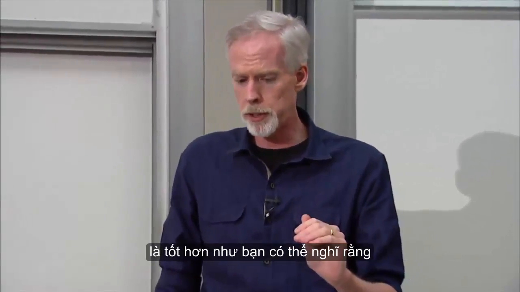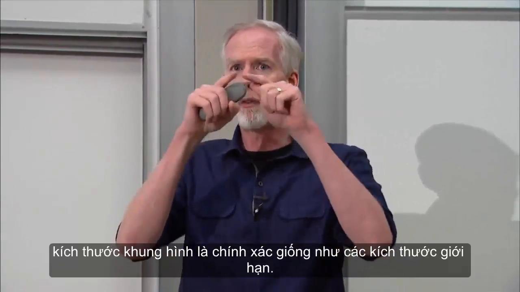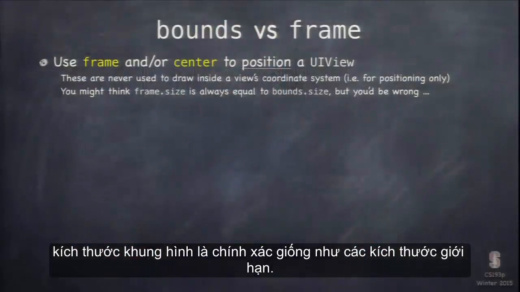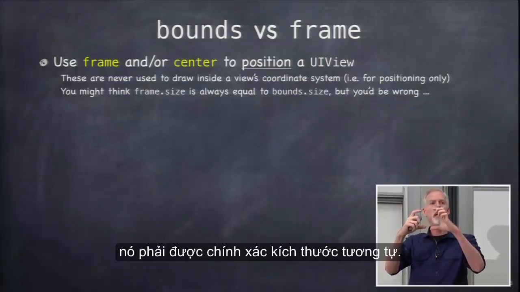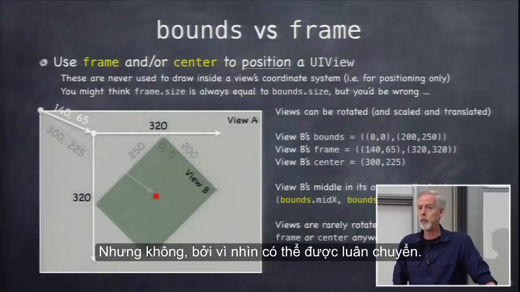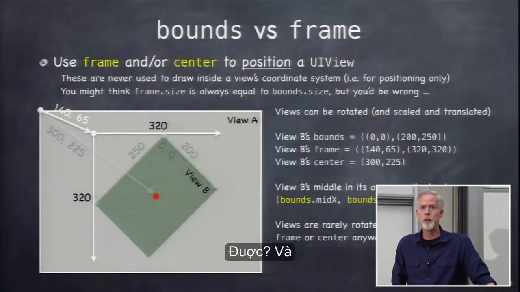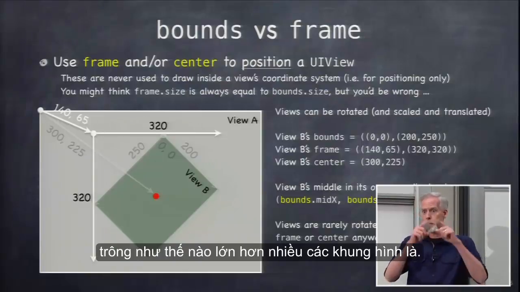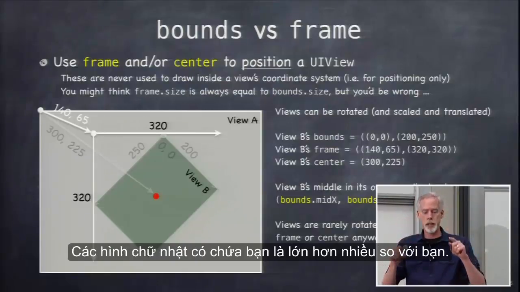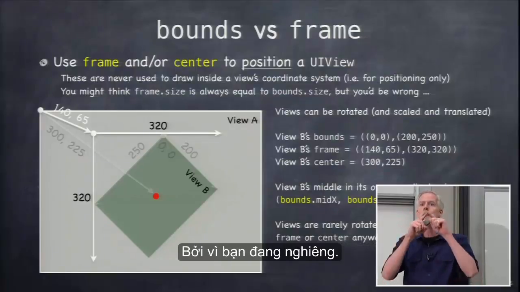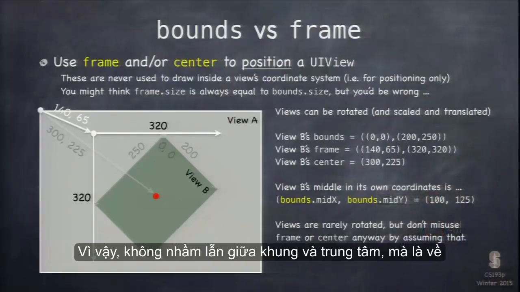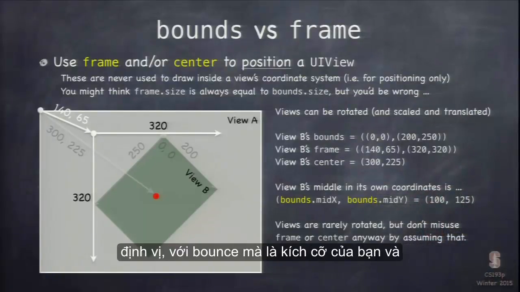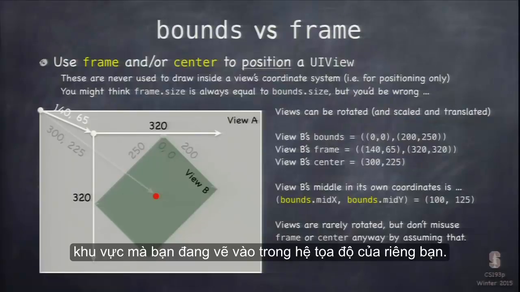To give you a picture of this, you might think that the frame size is exactly the same as the bounds size, right? If it's a rectangle that contains my rectangle, it must be exactly the same size. But no, because views can be rotated. And if you rotate your view like this green view, look how much bigger the frame is. The rectangle that contains you is much bigger than you because you're tilted. Make sense? So don't confuse frame and center, which are about positioning, with bounds, which is your size, the area that you're drawing into in your own coordinate system.